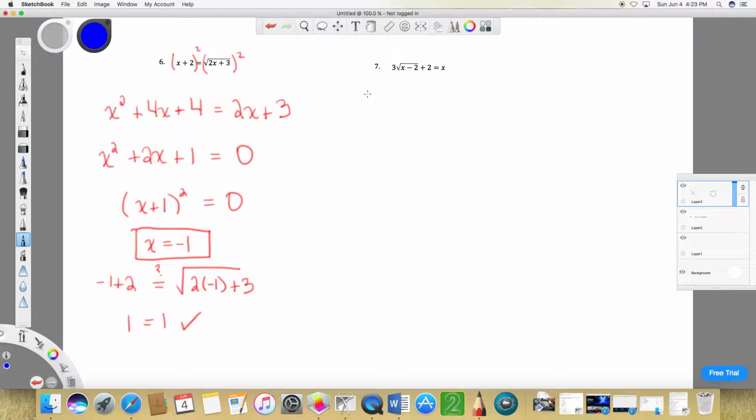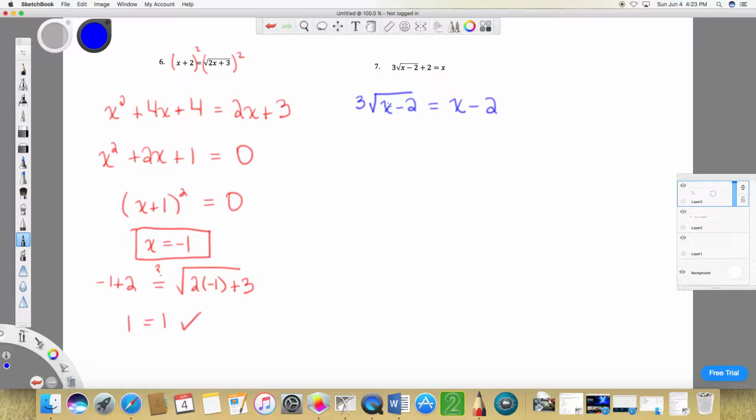Let's subtract 2 from each side. So we've got 3 times this radical is equal to x minus 2. Now, I'm going to go ahead and square each side. I've been saying isolate the radical, and that's true, but maybe I should have been saying isolate the term that contains the radical, because if I divide both sides by 3, I'm going to introduce fractions on the right-hand side. And when I go to square that, that's going to make it a little more difficult.